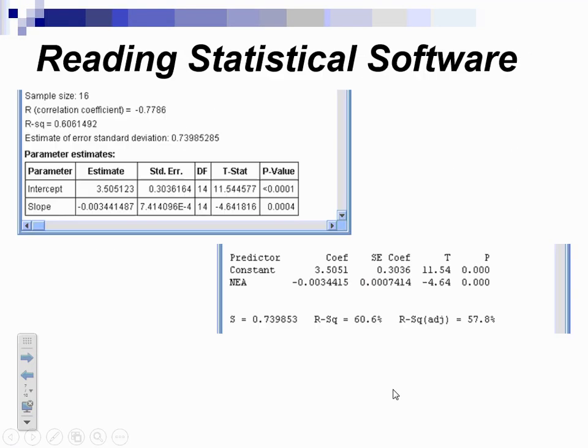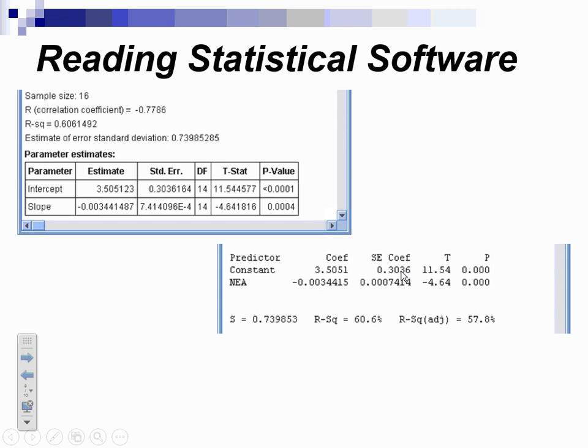All right, the final thing that we want to talk about is how do you read information off of computer printouts? This is an important skill that you need to be able to do as well. Both of these computer printouts are representing the same set of data. You'll notice a lot of the numbers are the exact same between them. But again, we need to have the ability to interpret the correct numbers off of this.